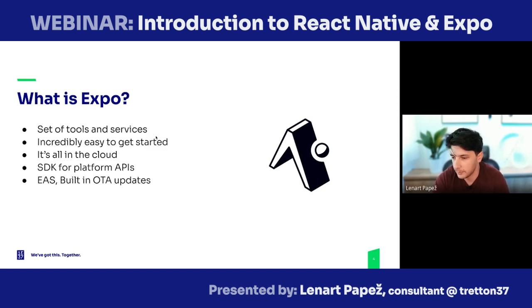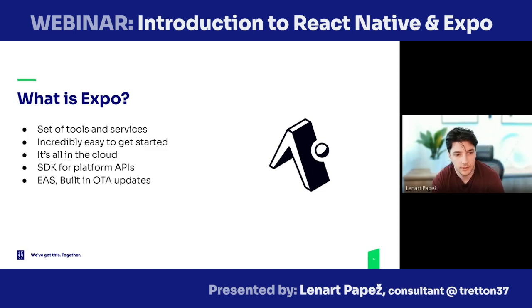Expo has all of their builds and updates and any data in the cloud, so it's accessible everywhere and anytime. And they built an SDK on top of those platform APIs that I mentioned before. So Expo provides us with an SDK for a camera, for notifications, for a gyroscope, location, and so many more. It's really a huge SDK. And the benefit here is that we don't need to know any native code.